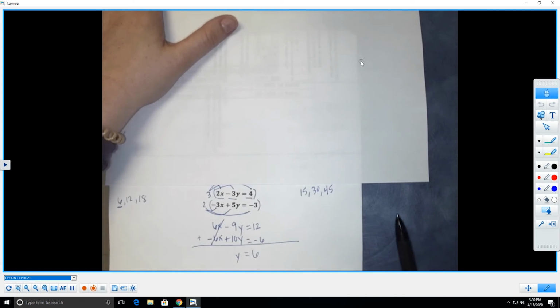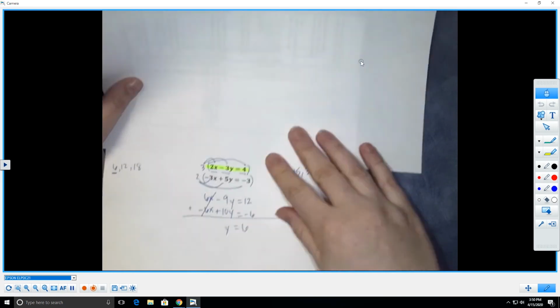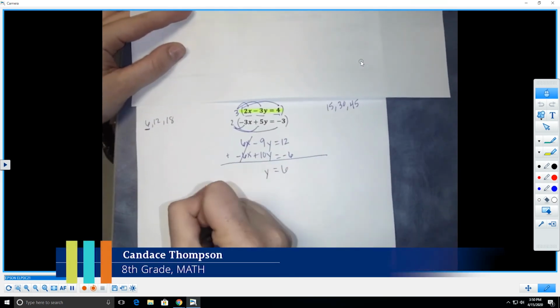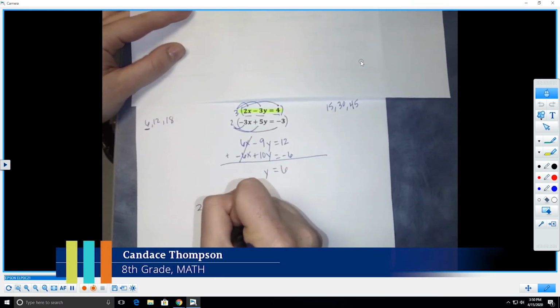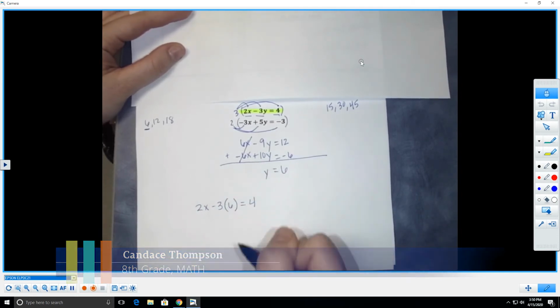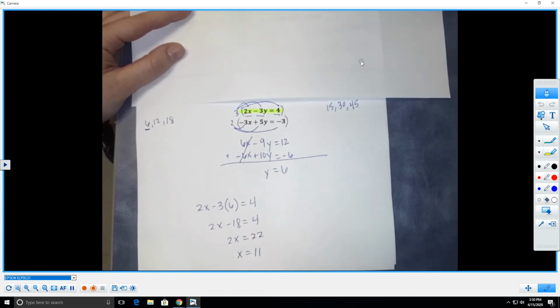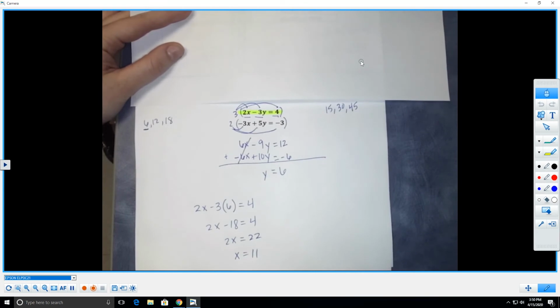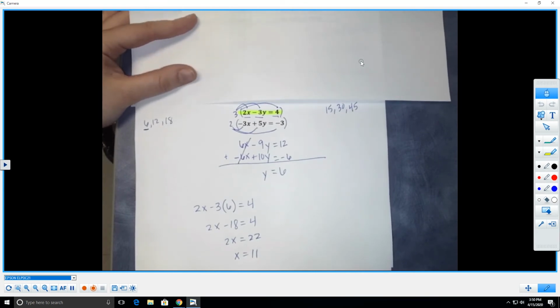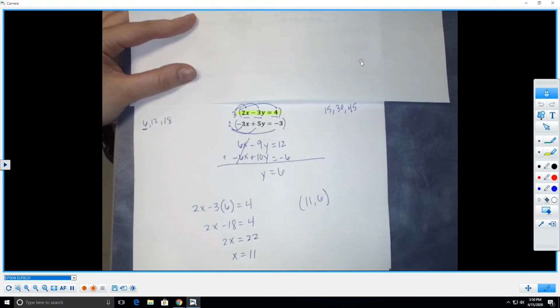So I'm going to use this top equation here, and I have 2x minus 3 times 6 equals 4. I have 2x minus 18 equals 4, which gives me 2x equals 22 and x equals 11. So we can say that the solution of this system of equations, the ordered pair, is 11, 6.